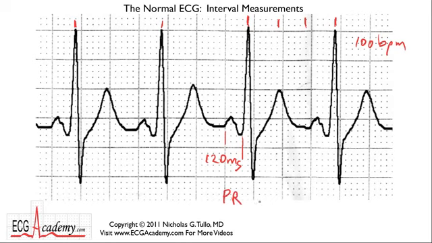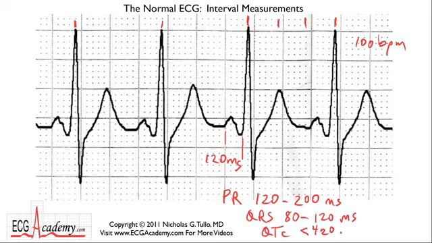So the normal PR interval is 120 to 200 milliseconds. The normal QRS should be anywhere from 80 to about 120 milliseconds. And the normal QT interval, well, there isn't one, but the QTc should be less than 420 in men and 440 in women. Okay? So 120 fits into the normal range, but keep in mind this is a young patient. The heart's going fast, so their AV conduction kind of gets enhanced that way.